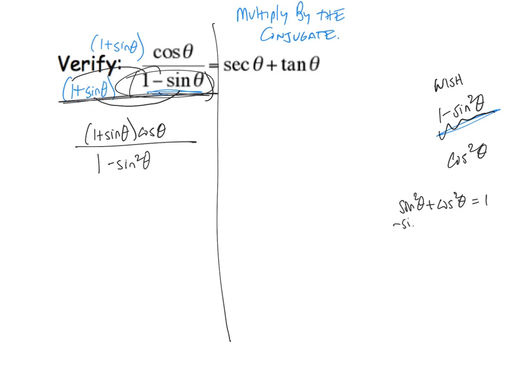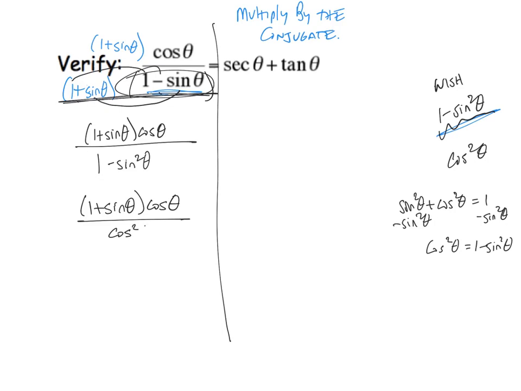So if I subtract sine squared theta from both sides, cosine squared theta is the same thing as 1 minus sine squared theta. So on the top, I'm just going to rewrite what I had. But now on the bottom, all of that equals cosine squared theta. Now I have a cosine on the top that I can cancel with 1 from the bottom. So on the top, I'll have 1 plus sine theta, and on the bottom, I'll just have a cosine theta.